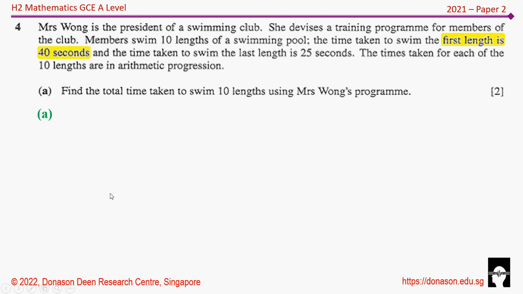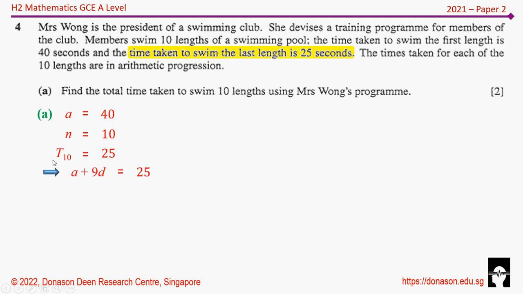First length is 40 seconds. So that is actually the first term, right? Which is what we call as a. So a equal to 40. Now we are told that for 10 lengths, so n is equal to 10. Then we are told that the time taken to swim the last length, which is the 10th length, is 25. That means T10, the 10th term, should be 25.